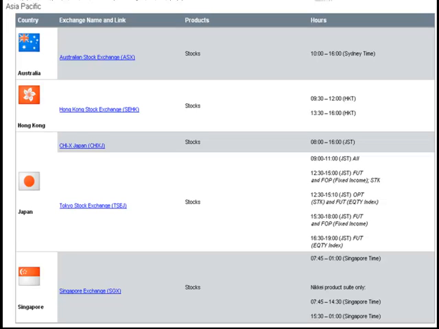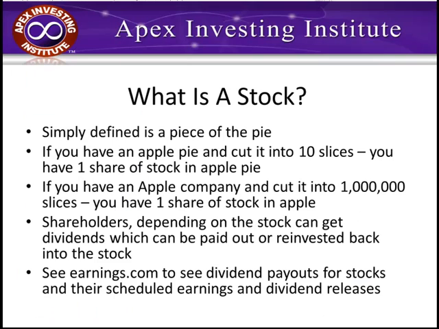Unlike futures, you have a lot less variety, which makes it a little easier. On stocks, there's constantly new stocks coming in and going out, and of course you have stocks that have been around for a while. A stock basically is just a piece of the pie. If you have an apple pie, and you cut it into 10 slices, you have 1 share of stock in apple pie. So if you have Apple Company, and cut it into 1,000,000 slices, you have 1 share of stock in Apple. You actually have a share of ownership in the company.